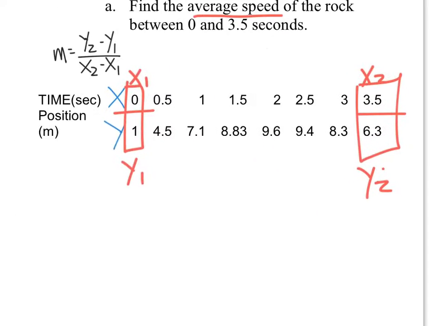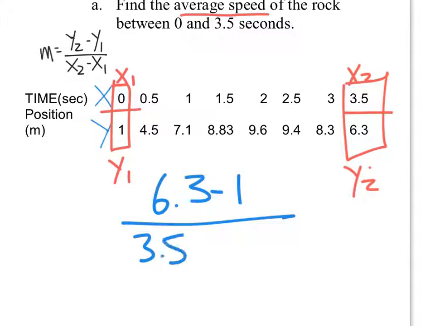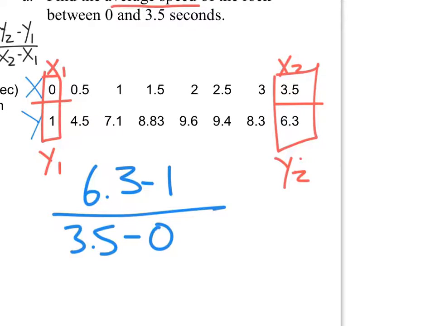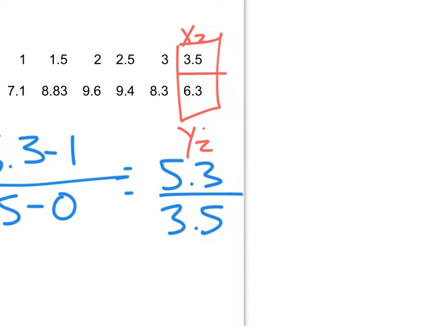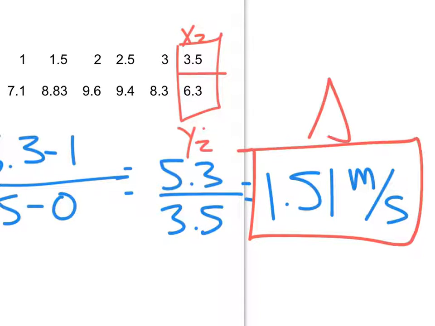So y2 minus y1. y2 is 6.3 minus 1 divided by 3.5 minus 0. Great. So what does that come out to? 6.3 minus 1, of course, is 5.3 divided by 3.5. And what is the slope? If you pop that into your handy-dandy calculator, you're going to figure out that the speed is 1.51, crucially, meters per second, because, again, it wants the rate. And this is our answer.